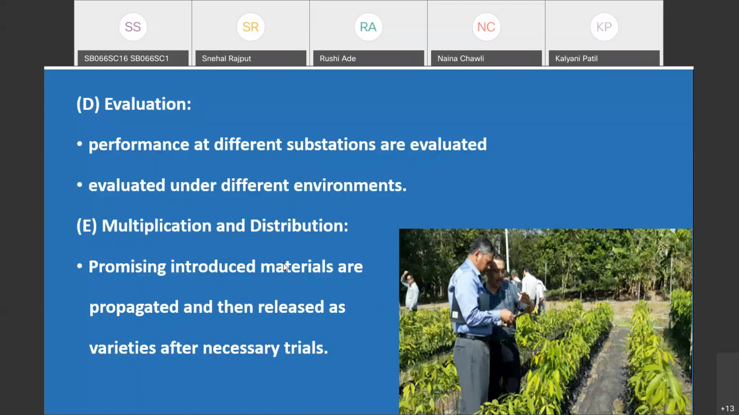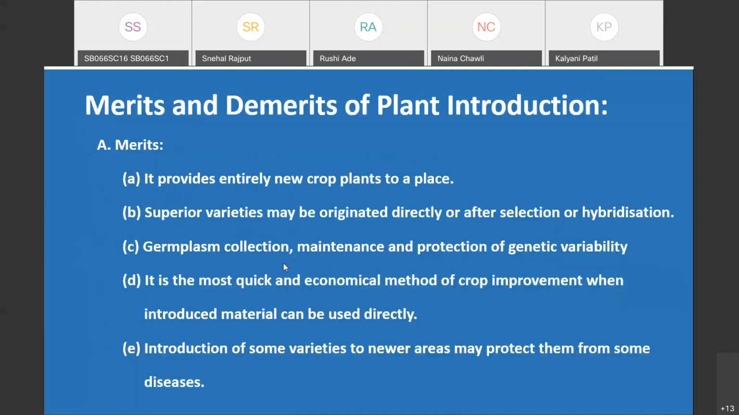Okay, that is how plant material is transported or introduced from another country. The process takes place in several steps. The first one is the procurement of germplasm, the second is quarantine, the third is cataloging, the fourth is evaluation, and the last one is multiplication and testing. That is how the process of plant introduction is carried out.